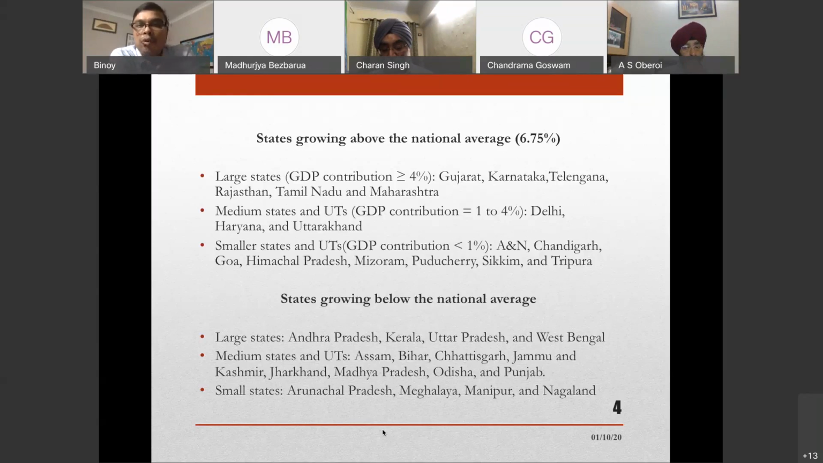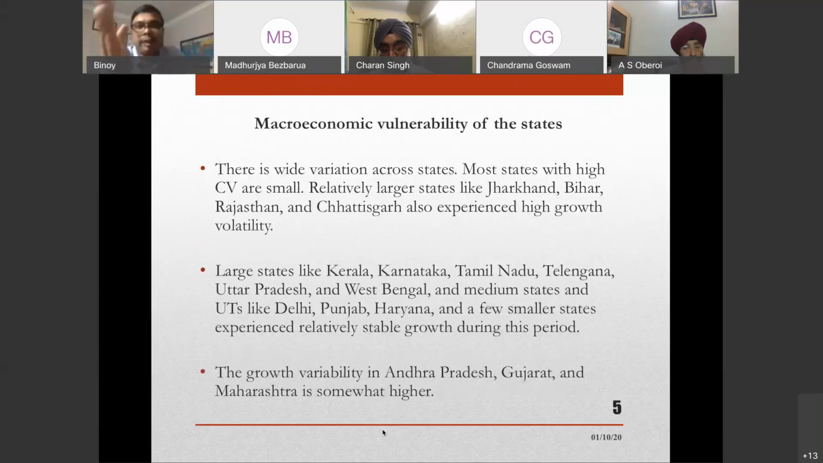Then we move to the macroeconomic vulnerability of the states. Here, first we look at the coefficient of variation in the growth rates. The growth rates are for 1993-94 to 2019-20, that sample period. So what is the coefficient of variation of the growth rates? There is a wide variation across states, and most of the smaller states have high coefficient of variation. That means smaller states are more vulnerable.